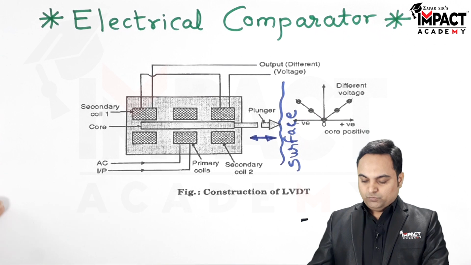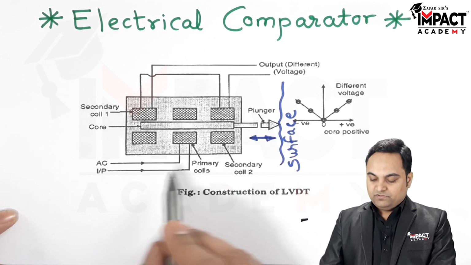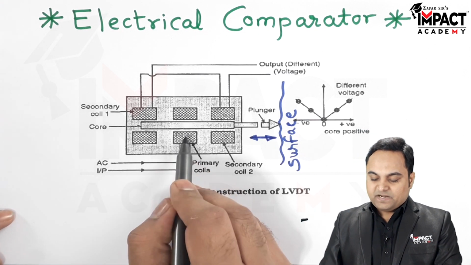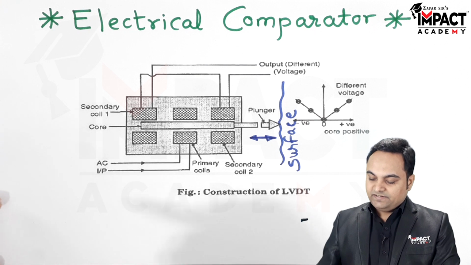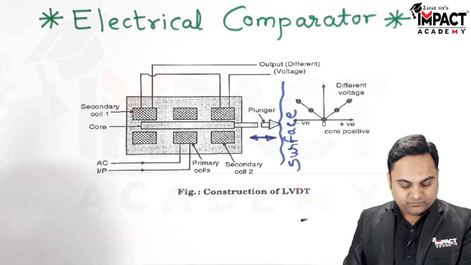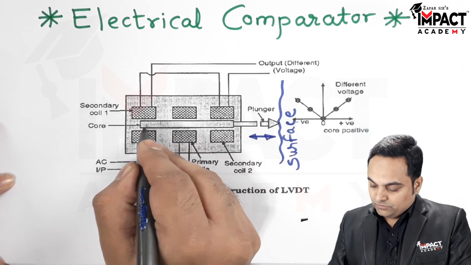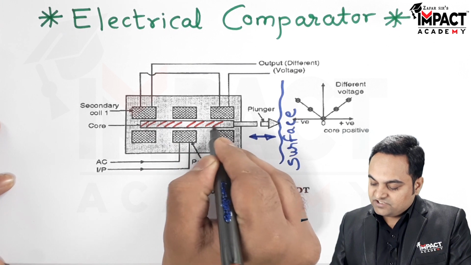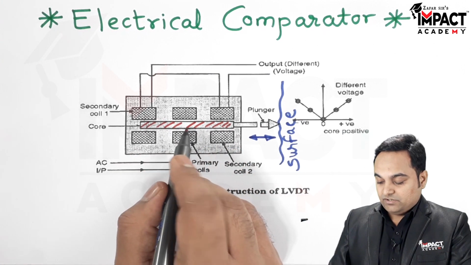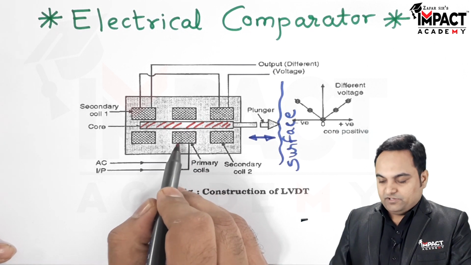And how it works: here there is a primary winding or primary coil which is given an AC input, and when this primary coil is energized, here there is a core which is in contact with the plunger. That is, the moment the plunger moves, the core also reciprocates inside the primary winding, and the supply is given to the primary winding.